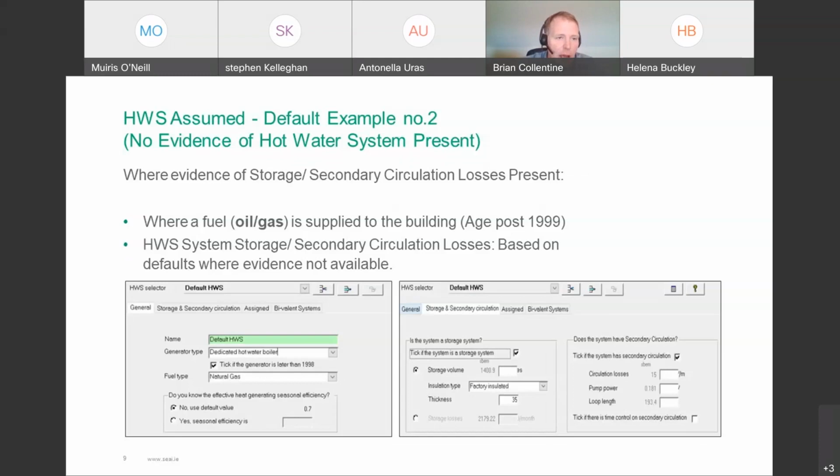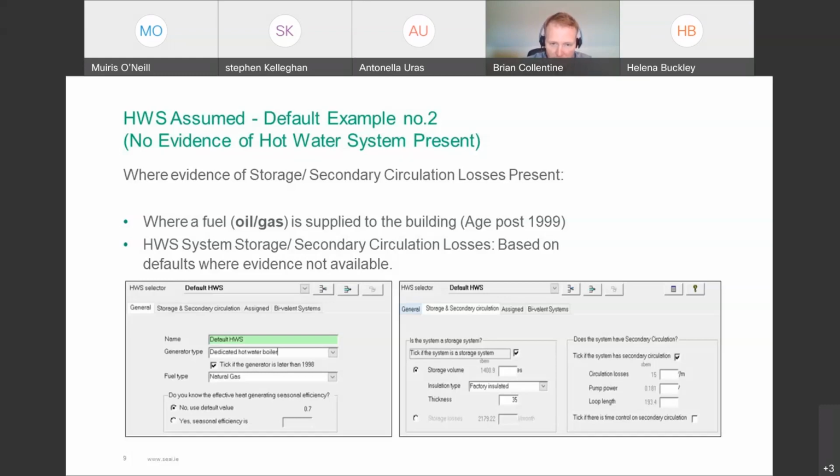Moving on to the second default. This again has no evidence of hot water system, but there are storage and secondary circulation losses present, and they can be identified on site. So where a fuel, oil or gas, is supplied to the building, again we have post 1999, so it's oil and gas in this instance, and the default from A4.3, as you can see in the picture there, is dedicated hot water boiler. We tick it because it's post 1998. We select natural gas in this instance for this building. It assumes the default. We don't change the default for this system.